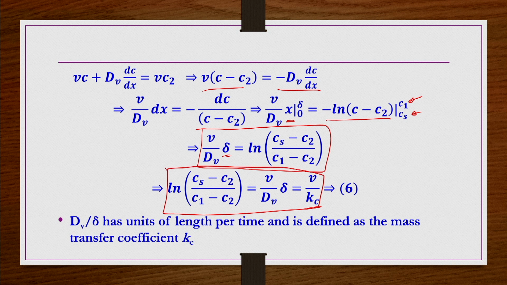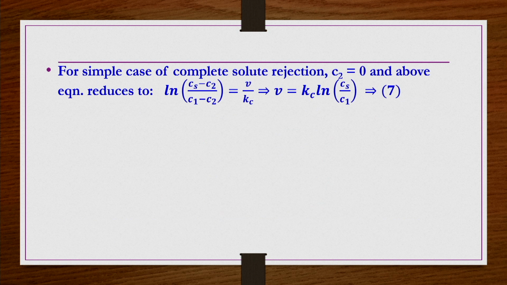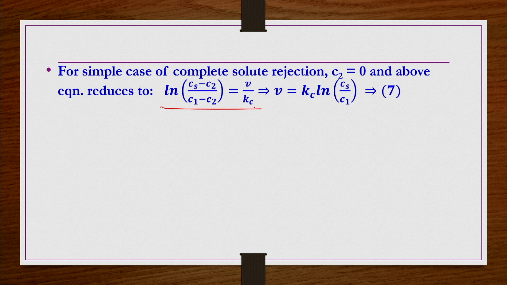Indeed, in reality, in most cases only partial rejection takes place; complete rejection very rarely takes place. In case you have complete rejection, then C2 should be 0 in the same equation, and ln Cs by C1 equals V by Kc. This is the simple case of complete solute rejection, which is not possible in general. However, if complete rejection is taking place, then C2 equals 0, and in the above equation ln of (Cs minus C2) by (C1 minus C2) equals V by Kc. If you substitute C2 equals 0, then we have V equals Kc ln Cs by C1.